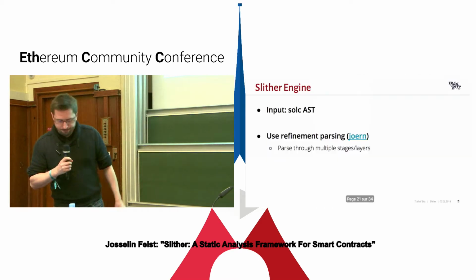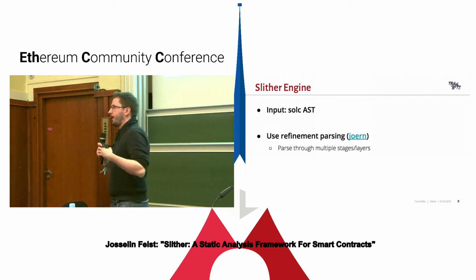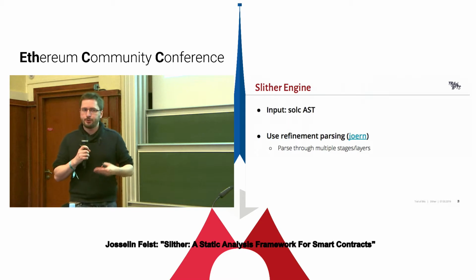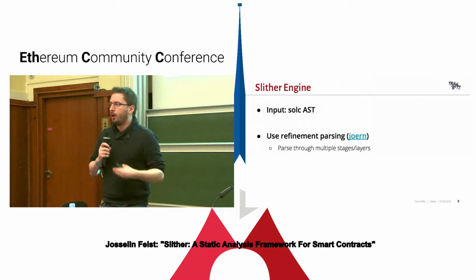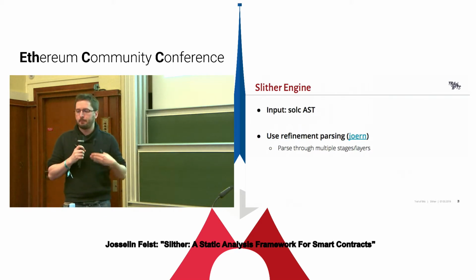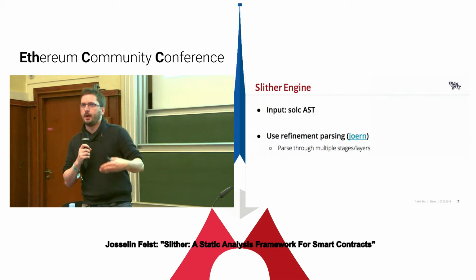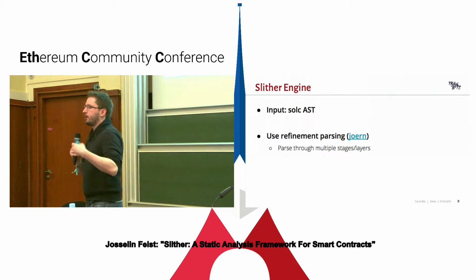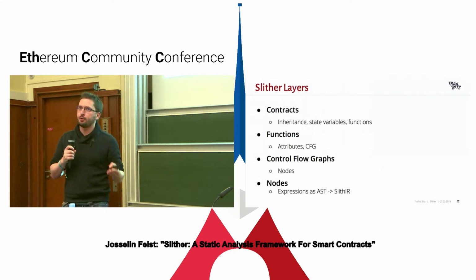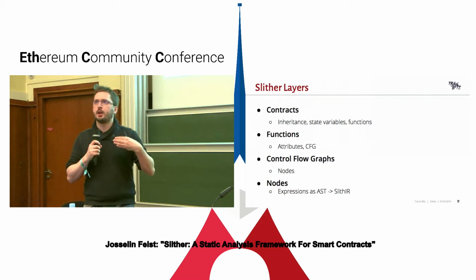So, a few words about how Slither works. As I mentioned, Slither takes the AST from the compiler. If you take the full AST from the compiler, it's a bit complex to understand everything. The way Slither analyzes this AST is that it uses a refinement passing strategy where it will analyze the AST in different steps. Each step, it will find a new layer of information. The first layer will be the contracts. It will find in this AST what are all the contracts, what are the inheritances, what are the state variables, and so on. Once this is done, it will analyze the functions.